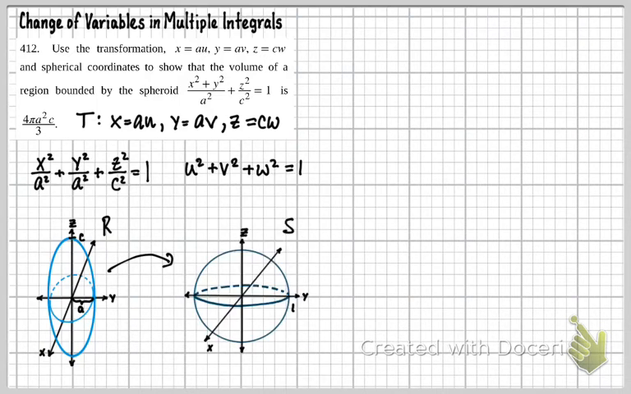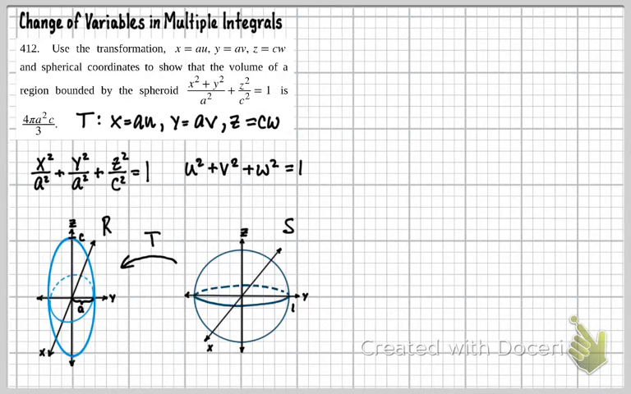Now this is my region S. Keep in mind, the transformation doesn't go this way, not at all. It actually goes back this way. That's what my T is. And we can tell because I have au, av, and cw here. So that tells me that the transformation is going from S to R.